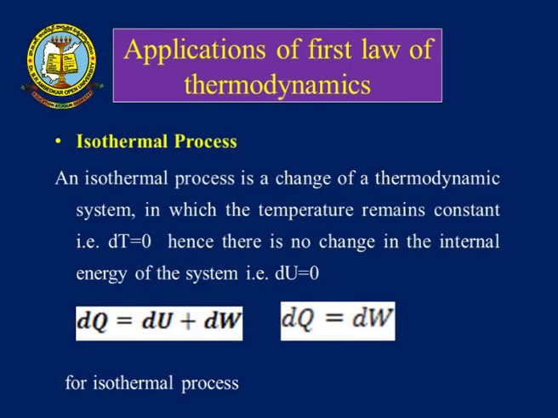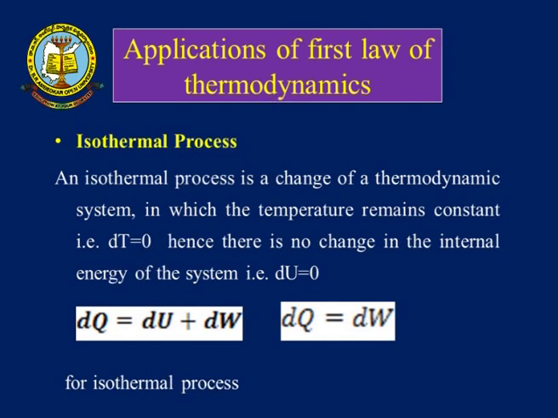First we will see the application of the first law of thermodynamics in the isothermal process. An isothermal process means a process in which there is no change in temperature; the temperature remains constant throughout the system. As the temperature remains constant, the change in temperature, dT, is equal to 0.